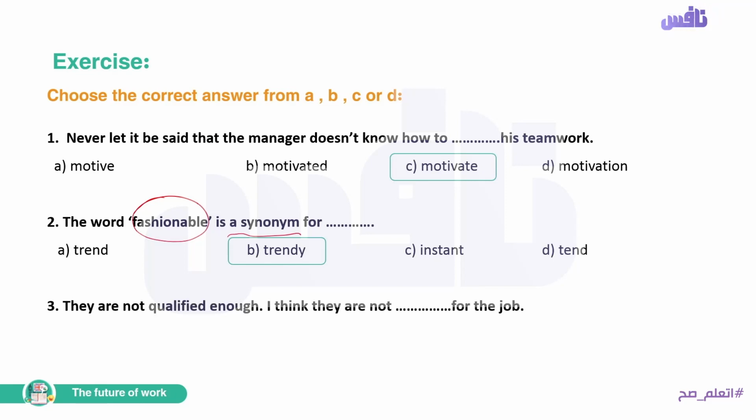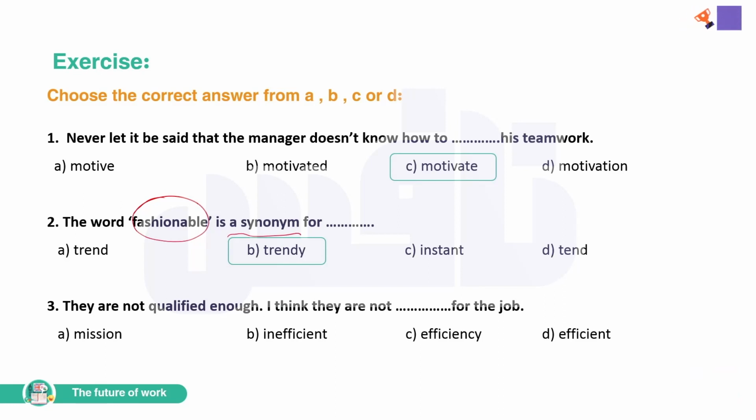Number 3 they are not qualified enough. هم ليسوا مؤهلين بشكل كاف. I think they are not space for the job. أعتقد إن هم للوظيفة. They are not يا ترى mission مهمة ولا inefficient غير أكفاء ولا efficiency كفاءة ولا efficient كفء. طبعا أنا محتاج هنا هو بيقول لي I think they are not يبقى they are not أيوة برافو they are not efficient ليسوا أكفاء لهذه الوظيفة.